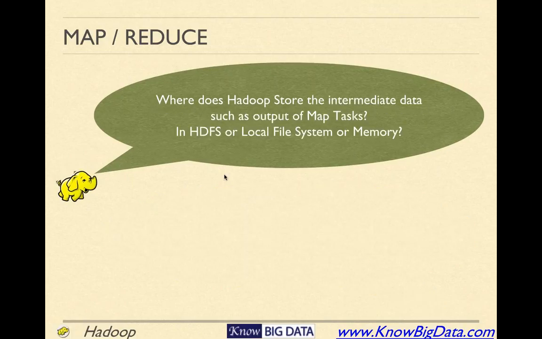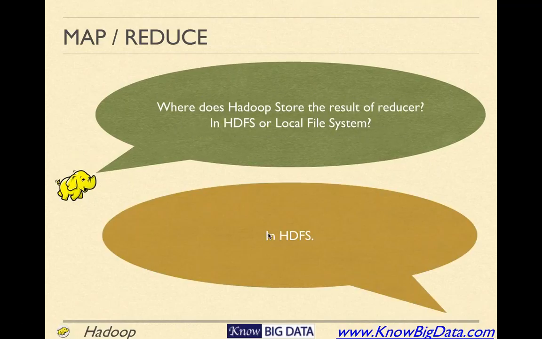Brilliant. So the final outcome of the whole MapReduce process is always in HDFS. Keep this in mind. Even if there are zero reducers or there is no shuffling, the outcome is always in the HDFS. All right.